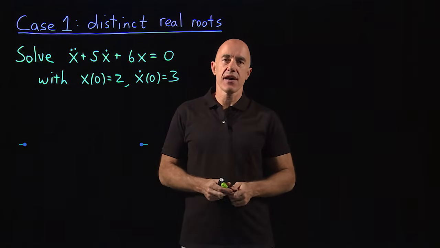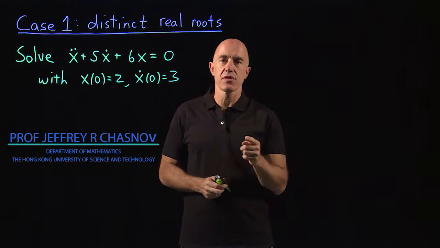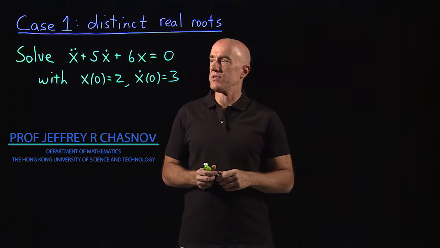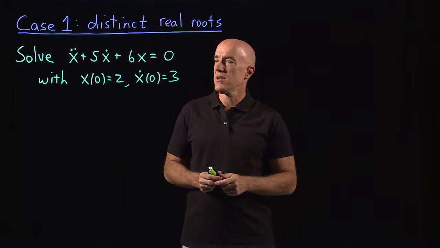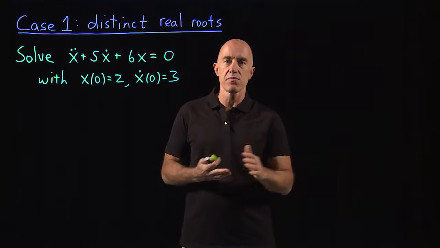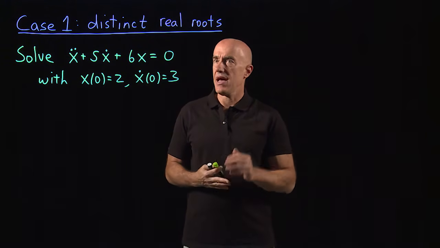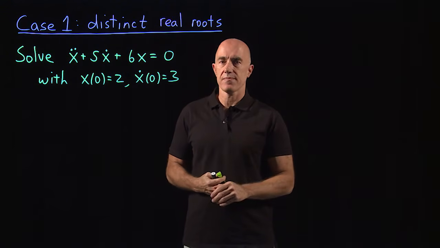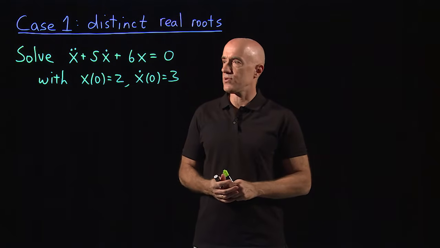So we're trying to solve the homogeneous second order differential equation with constant coefficients. There are three cases we have to consider. The first case is when this quadratic polynomial, what we call the characteristic equation, has distinct real roots. So let's work an example so you can see how to get the solution.